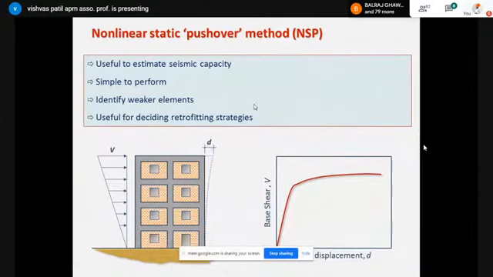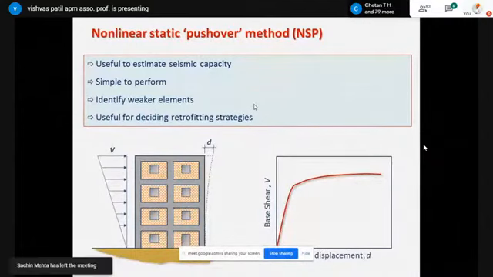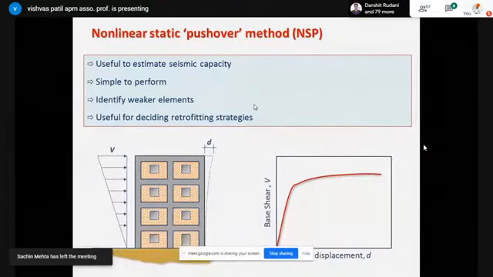Local level means, for example, where an open parking story is present. Sometimes many failures are found in the open story. In that case, concrete jacketing of the open story columns is more than sufficient. So that is called local retrofitting.